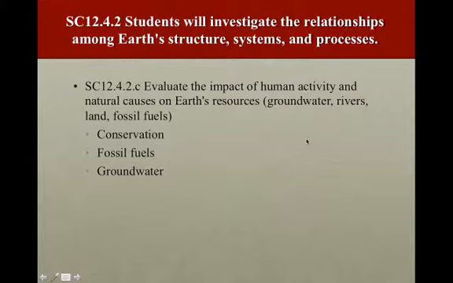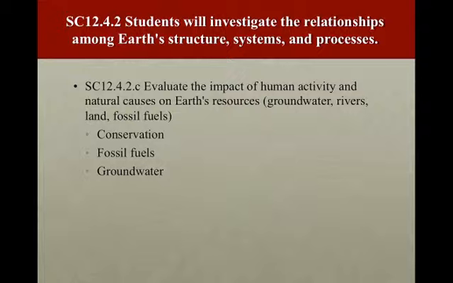Evaluate the impact of human activity and natural causes on Earth's resources: groundwater, rivers, land, fossil fuels. So we're always talking about conservation efforts, trying to conserve the natural resources that we have. And that can be through like Axeman. Who watches Axeman? No one? Isn't it on the History Channel or A&E or something?